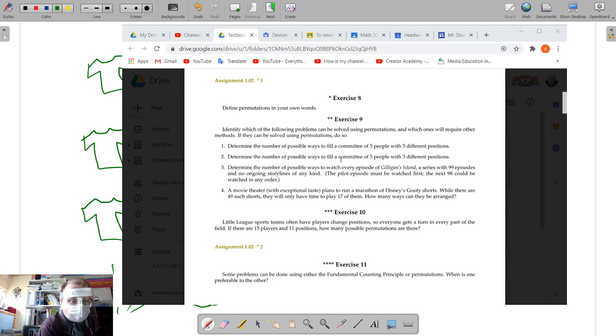And number 4 in exercise 9, a movie theater with exceptional taste plans to run a marathon of Disney's Goofy shorts. So those are the 7-minute Goofy cartoons. There are 49 such shorts, but they're only going to have time to play 17 of them. So how many different possible ways can they show 17 of these 49 shorts?